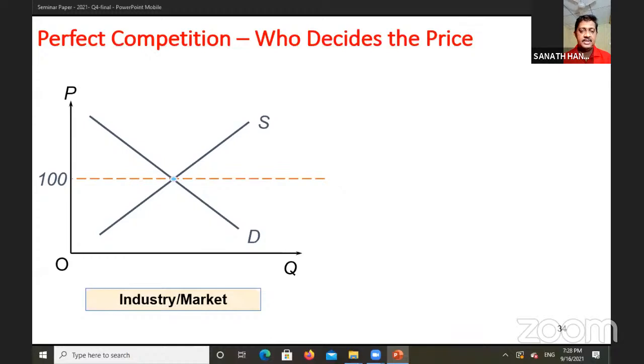Why is this demand curve normal? Not that answer. Price taker is a completely different thing.